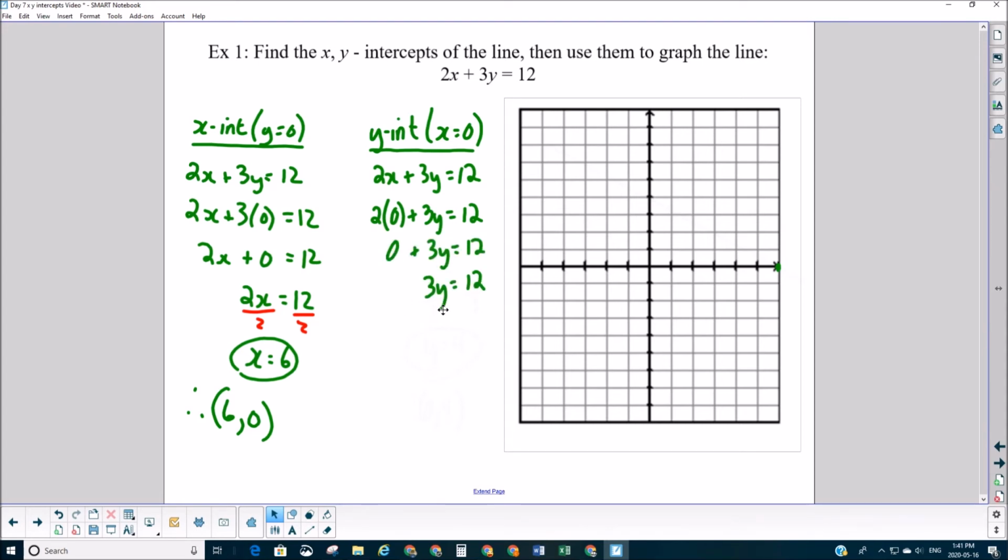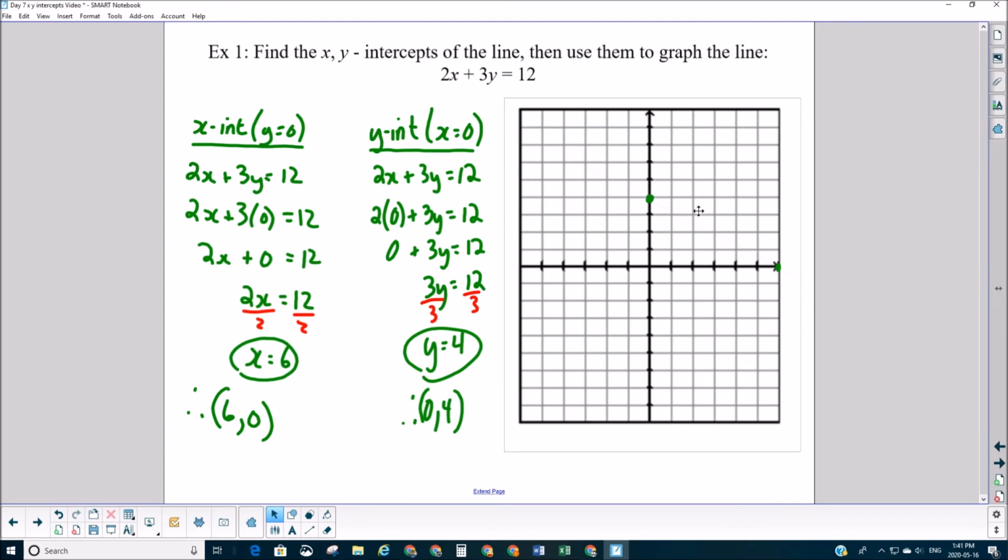How do I solve for y? Divide both sides by 3, and 12 divided by 3 is 4. And so it turns out that the y-intercept, this line, is going to cross the y-axis at y equals 4. And the coordinate would be, well, x, I don't go anywhere, x is 0, and y is 4. So the coordinate is 0, 4.